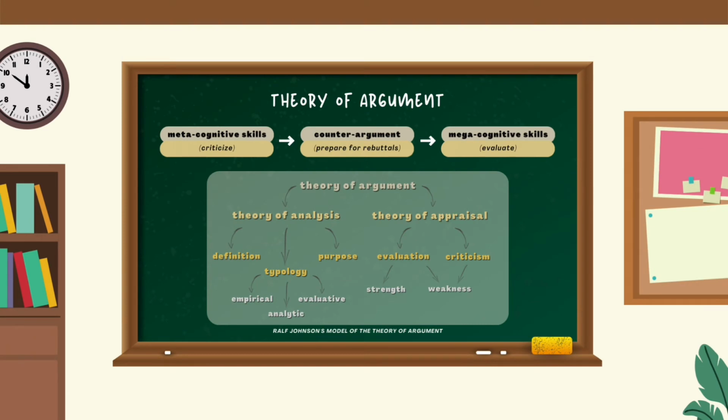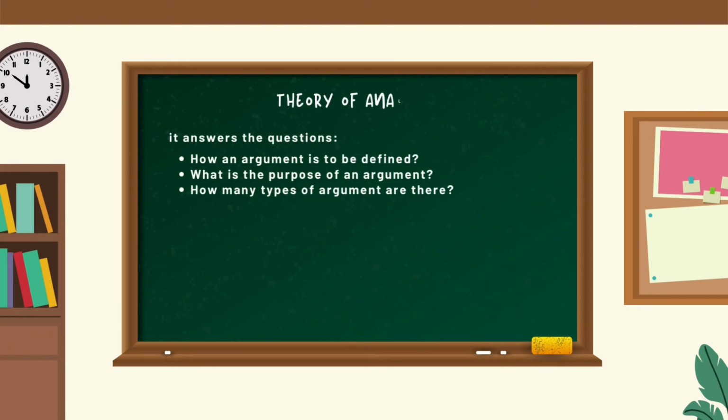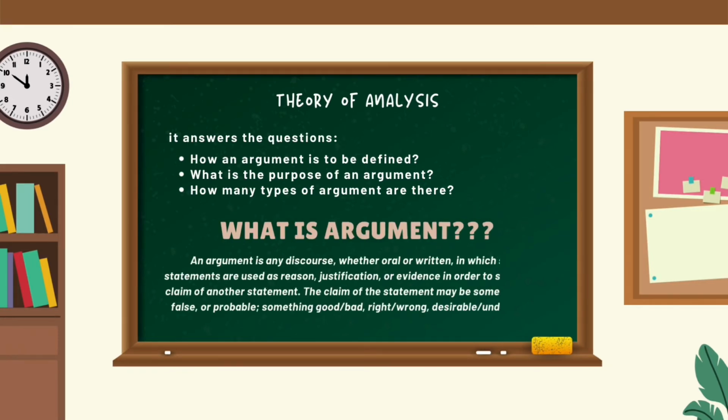Now, we have here the model of Ralph Johnson illustrating the theory of arguments. Let's start with discussing the theory of analysis. The theory of analysis supplies answers to questions: how an argument is to be defined, what is the purpose of an argument, and lastly, how many types of arguments are there. Now, ano nga ba ang argument? Let's begin with the definition of an argument.